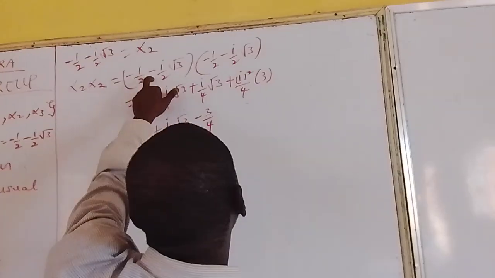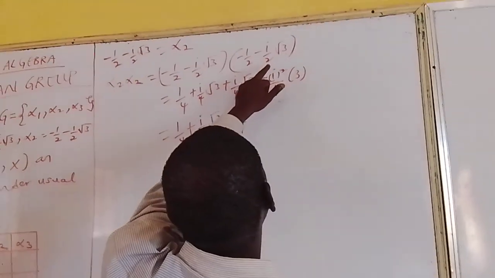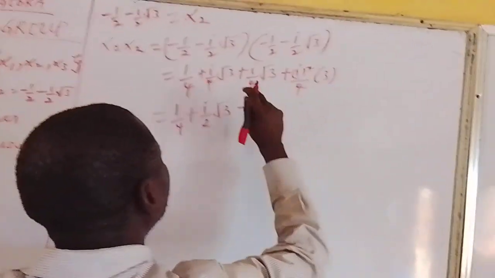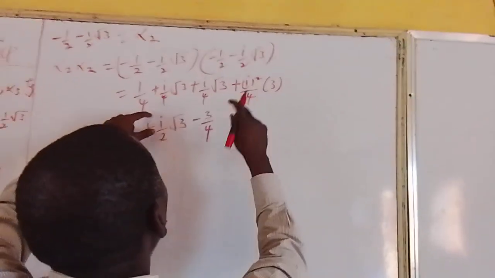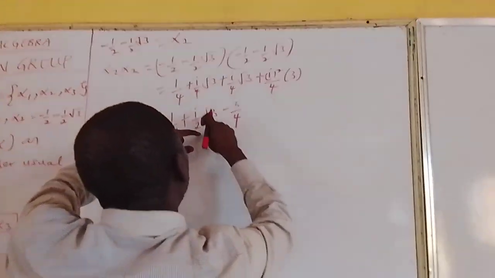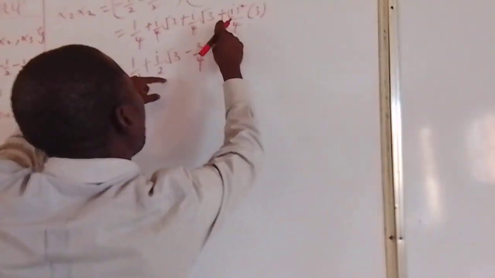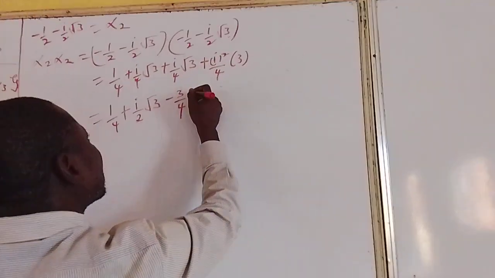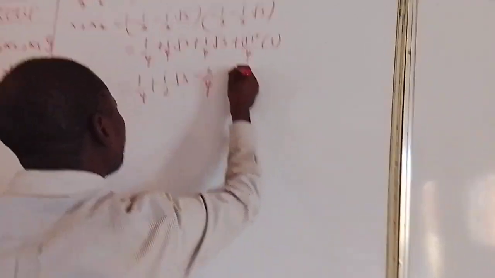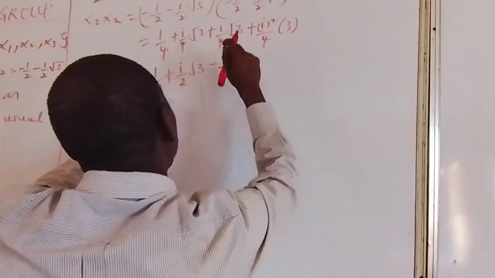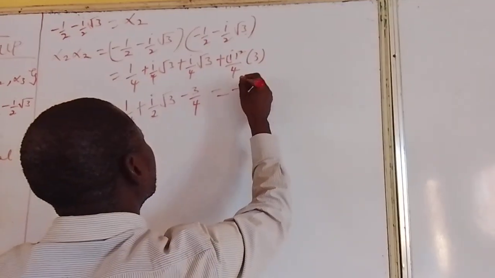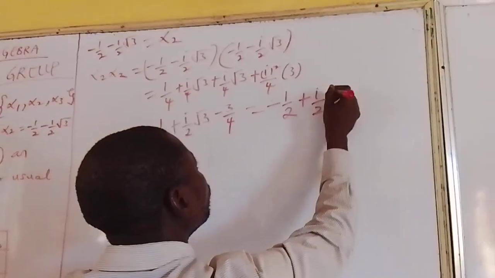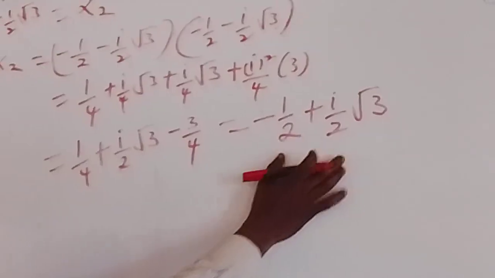So let's check again. This multiplied by this is I squared over 4. So that is plus I squared over 4. Root 3 times root 3 is 3. So this coupled with this, you are having I over 2 root 3 plus, that is minus, I squared is minus 1 over 4. So that is minus 1 over 4 multiplied by 3, that is minus 3 over 4. So the result of this, 1 over 4 minus 3 over 4 is minus 1 over 2, then plus I over 2 root 3.